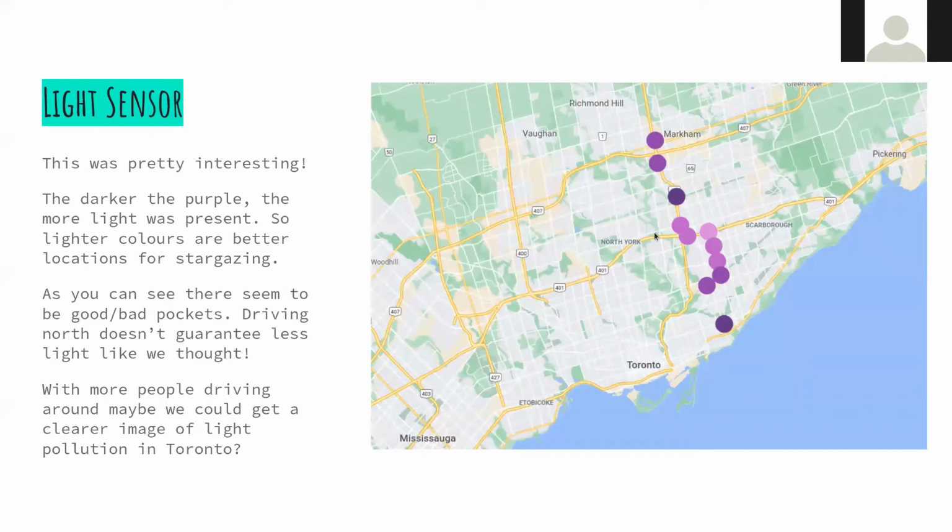But actually, there's this weird bubble around the 401 and the 404 where they intersect that has the lowest light pollution levels. So that's interesting. I'm guessing there's tons more of these bubbles that we could find driving around the city. And so it'd be interesting to get a bunch more people to do this and get a better map of the city and be able to see where the best spots for stargazing are.